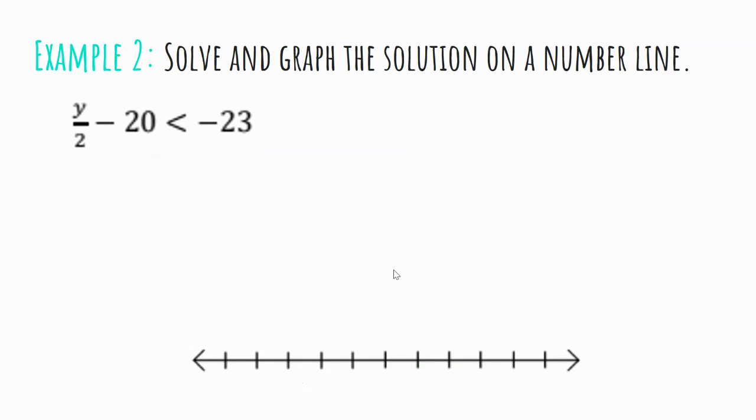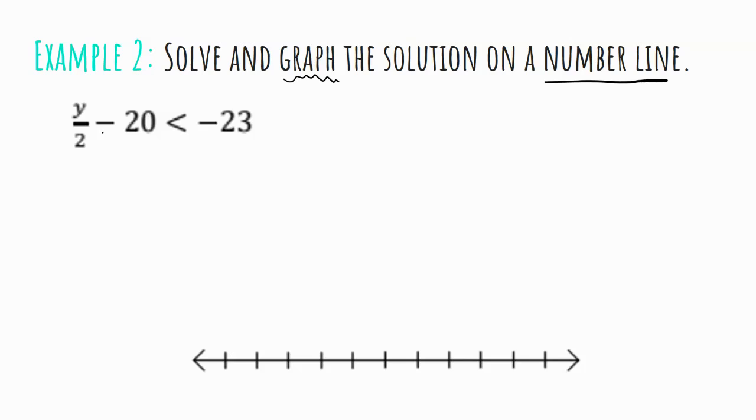Okay, let's do another example. So for this one, same thing. Even though it's a different variable, I still need to solve for the variable and graph my solution. So I'm going to graph on my number line once again.